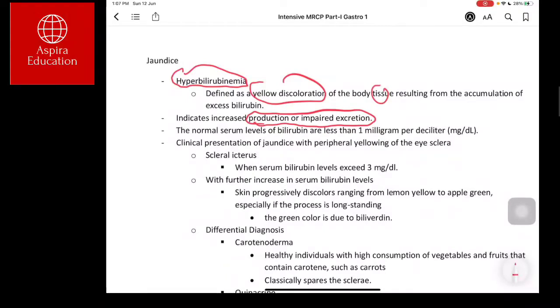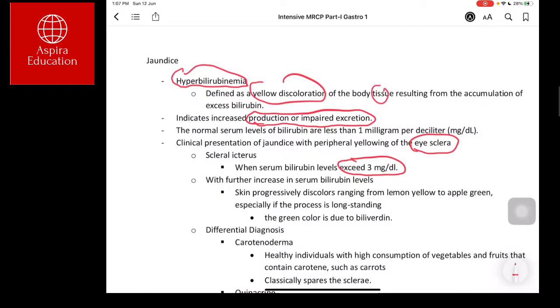Normal levels are less than 1 milligram, and anything more than 3 milligrams becomes clinically apparent. Between 1 and 3 it is called laboratory jaundice. When it is more than 3, it is called clinical jaundice. So, the clinical presentation of jaundice, that is peripheral yellowing of the sclera, called scleral icterus, will develop when serum bilirubin increases to more than 3 milligram per deciliter.